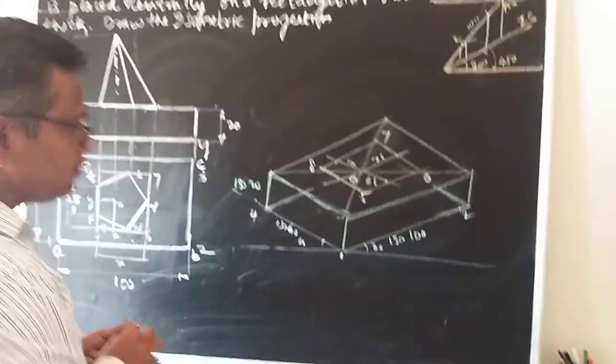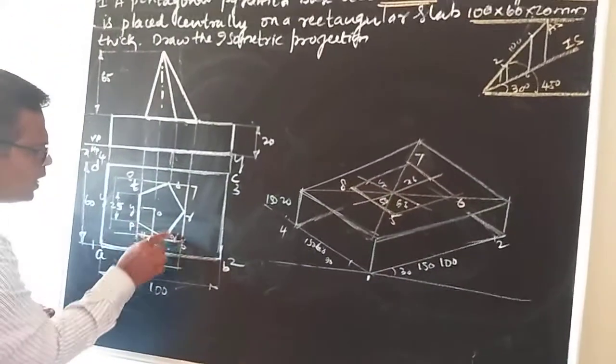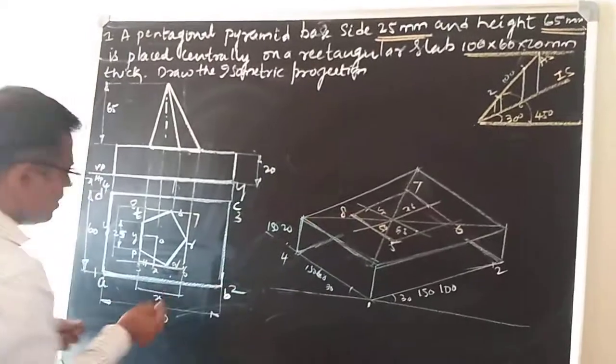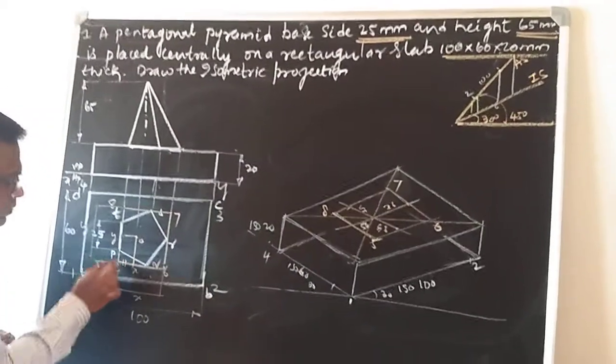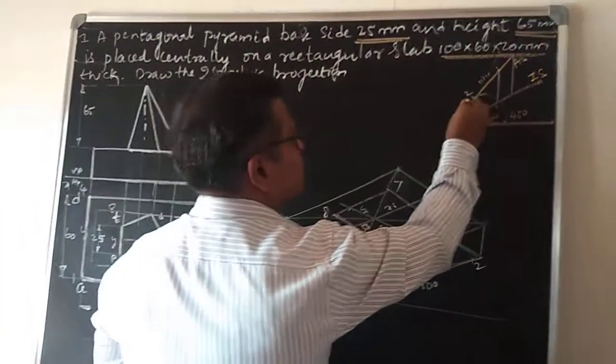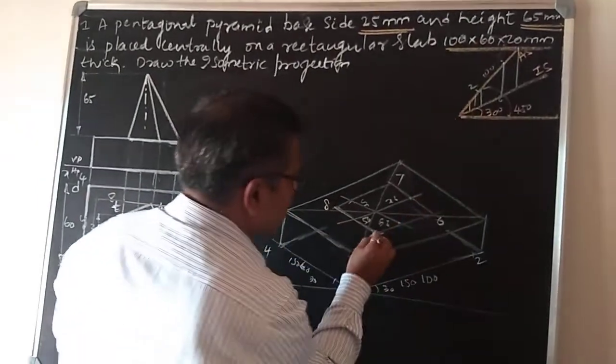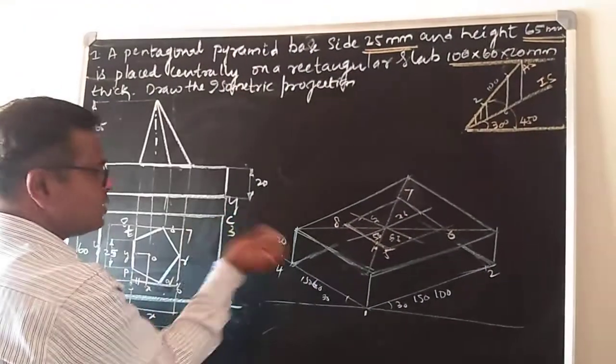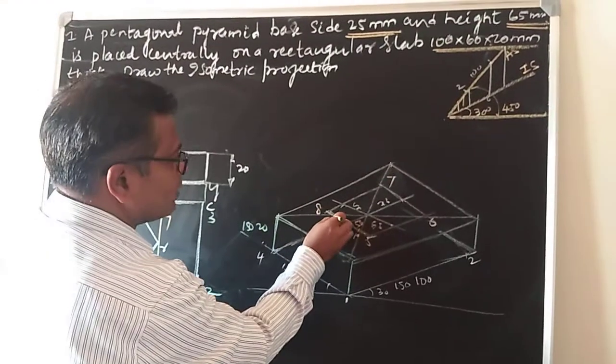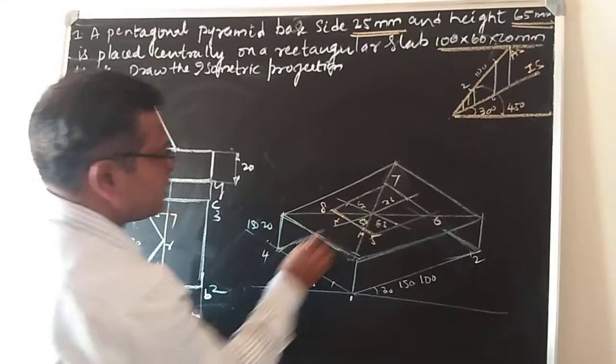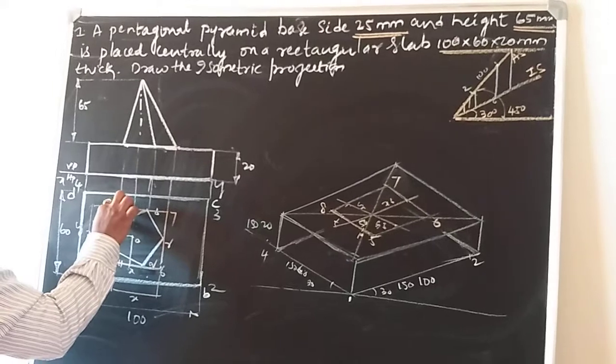So now I want to mark the PQRST in this box. Measure 5 to P, convert to isometric length, mark here. This is my P. It is the same as the T distance from the other corner. This is nothing but T. 5P is the same as the distance to T.